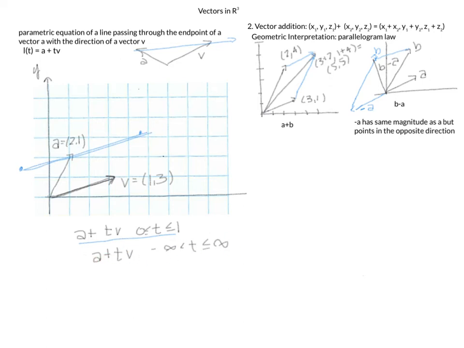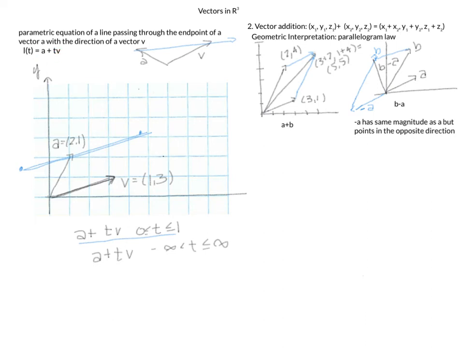And this equation here, we often call it L of T because that's an equation of a line parameterized by T. And this is something worth remembering, that to get an equation of a line, a parametric equation of a line, you need a point on the line, and you need a direction vector.